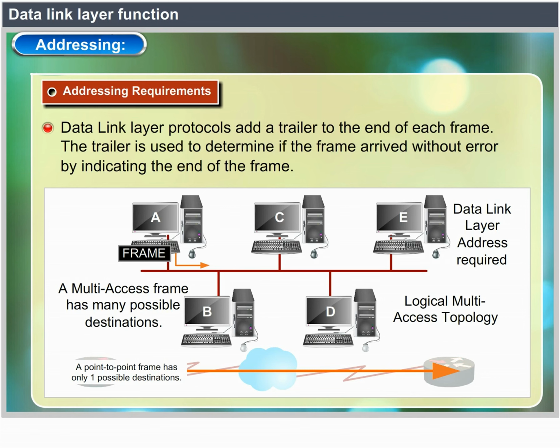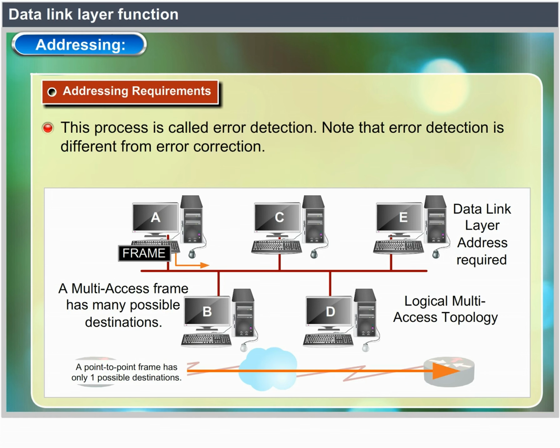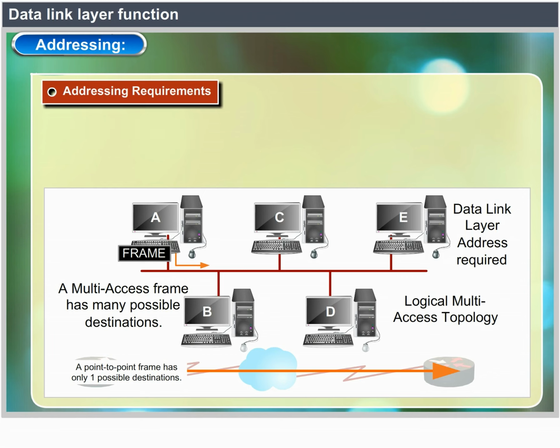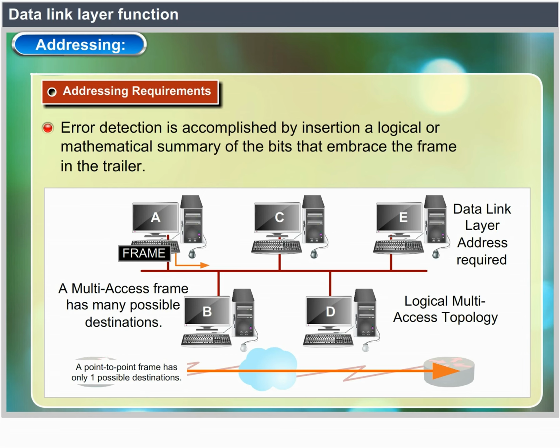Data link layer protocols add a trailer to the end of each frame. The trailer is used to determine if the frame arrived without error. This process is called error detection. Note that this is different from error correction. Error detection is accomplished by placing a logical or mathematical summary of the bits that comprise the frame in the trailer.